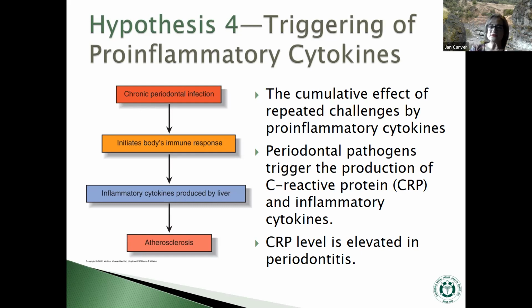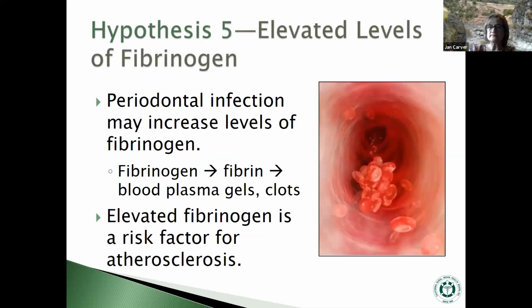Now, the periodontal pathogens also, you will find if somebody has periodontitis, an increased level of C-reactive proteins. So that, as we know, is a marker of inflammation, among other things. And so that's just one of the other pathways here. And then this one, they also suspect that the periodontal infection increases fibrinogen, and the fibrinogen increases fibrin, and the fibrin causes the blood to thicken and clot. So now we've got, you know, another factor for increased heart disease.